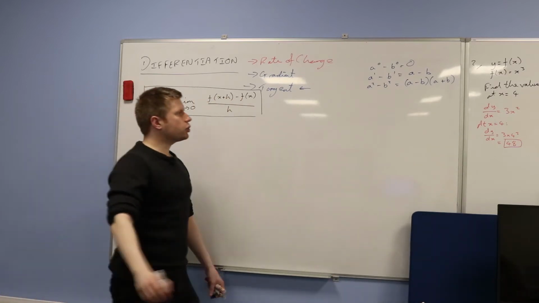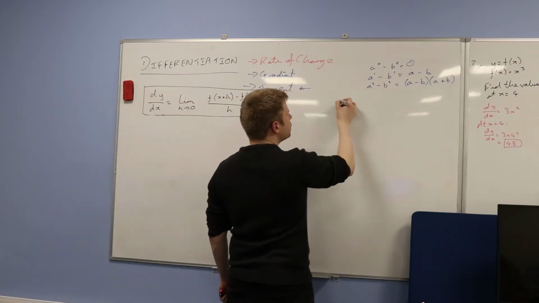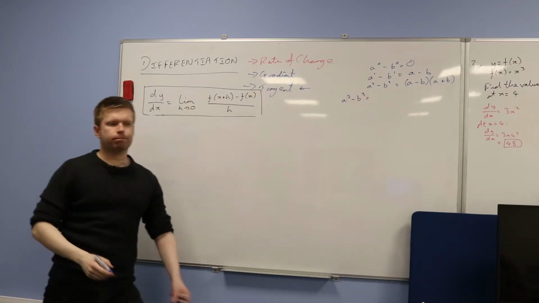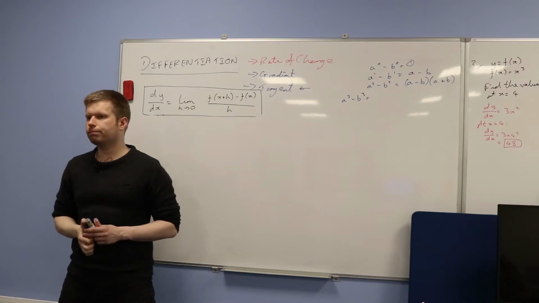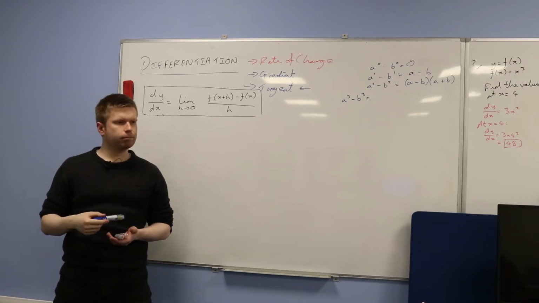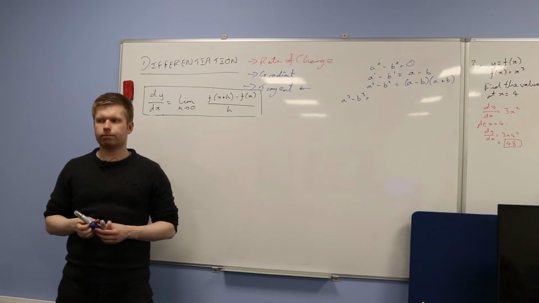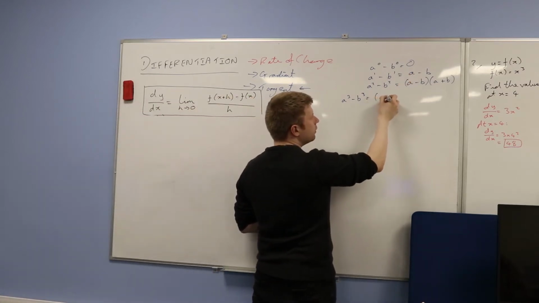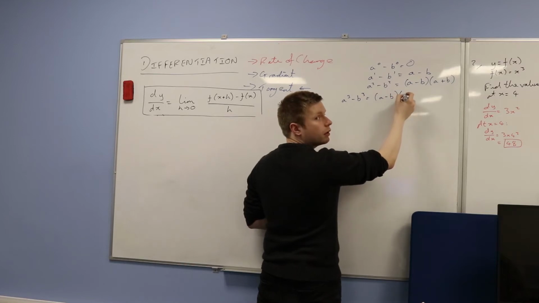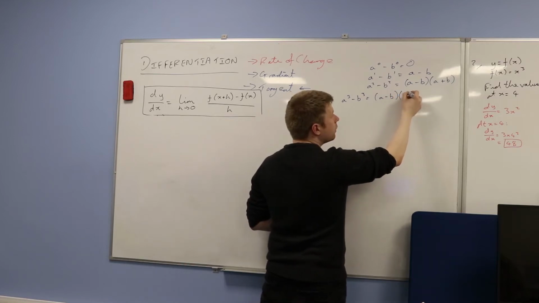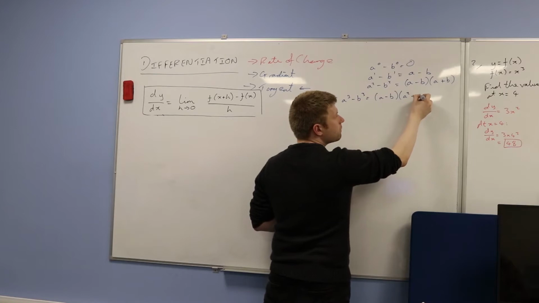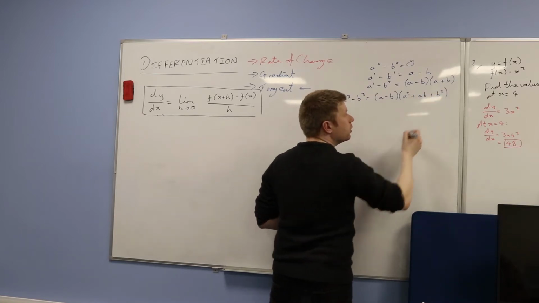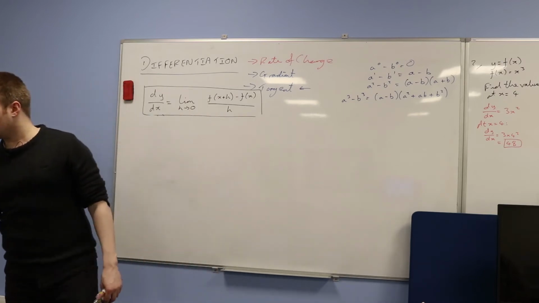Okay, slightly trickier then. What about, let me move it over here, a cubed minus b cubed? I'll give you a clue. They always start with a minus b. A minus b times a squared plus 2ab plus b squared. It's not 2ab, it's just ab. Good, yeah, good. Okay.